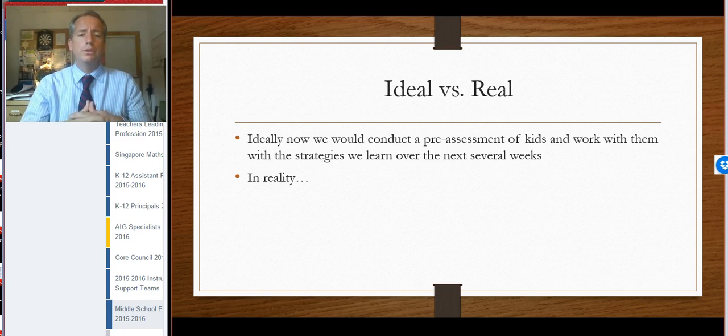But in reality, we understand we are in the middle of a year at this point. So, like I said at the beginning, if you can't use these skills and strategies over the next few weeks with real live children, that's fine. Just practice them yourselves. Give us some thoughtful reflection, and hopefully this is something that's beneficial to you in the long run.